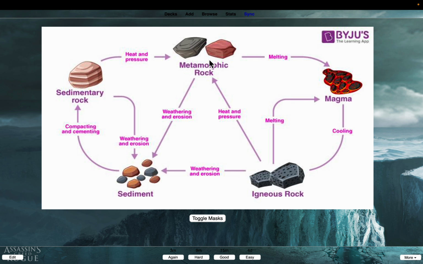Coming from being a metamorphic rock, when you get subjected to weathering and erosion, you become sediments. Same goes when you come from being an igneous rock. That's basically it. And of course, when weathering and erosion occurs in sedimentary rocks, they turn back into sediments. So basically, they break down. Okay?